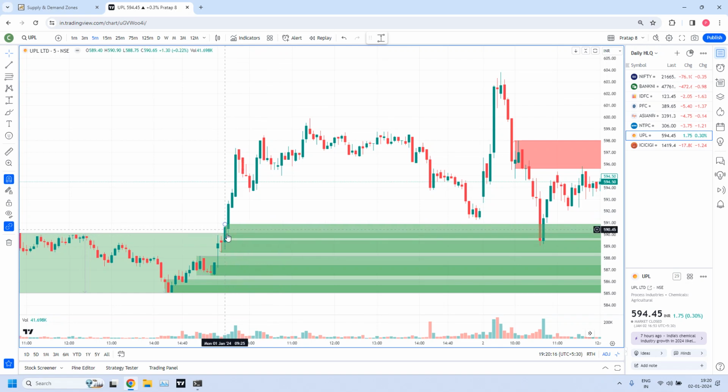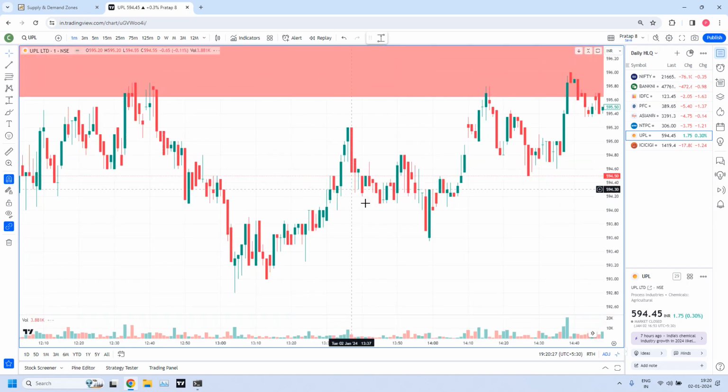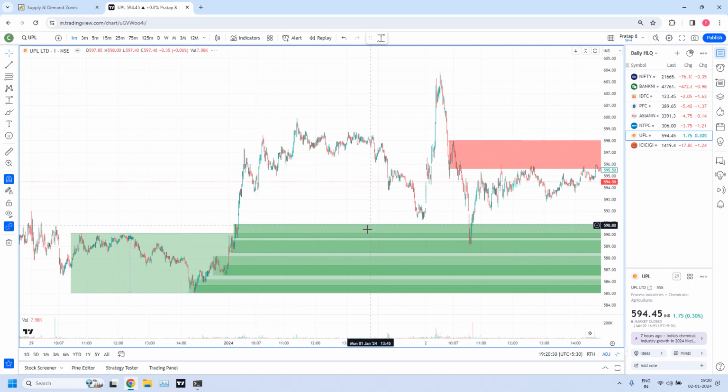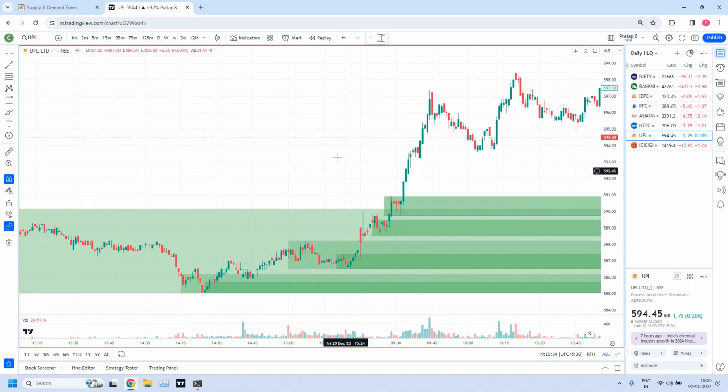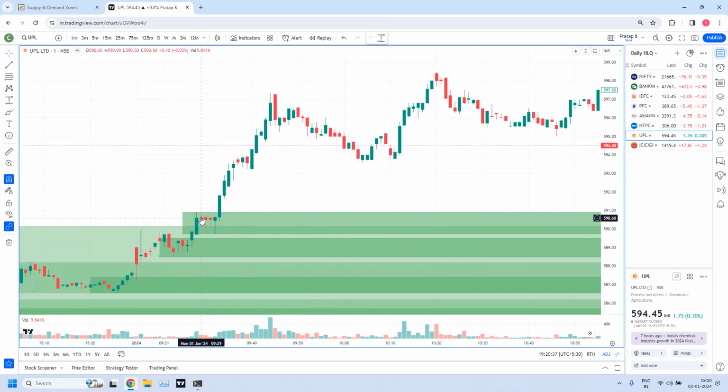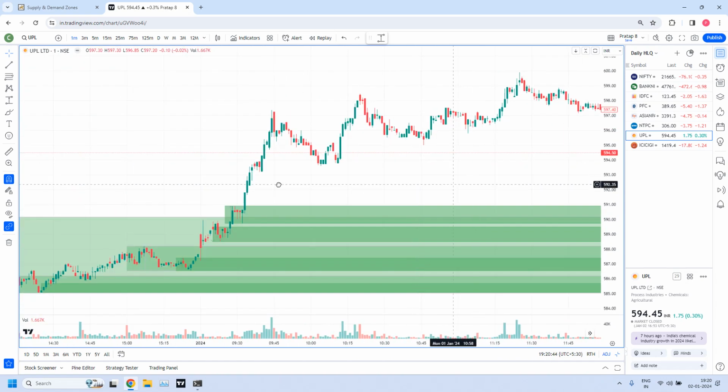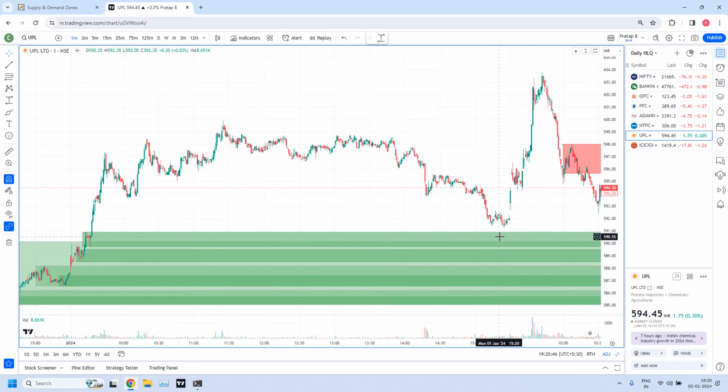But if you want to find a zone as per our demand and supply zone, if you go one time frame below, mostly you find a zone. Currently this is 5 minutes, one time frame below is 1 minute. If you go to 1 minute, see here, in the 1 minute we have a rally candle, base candles and a rally candle. That means you have a strong order flow in this area.